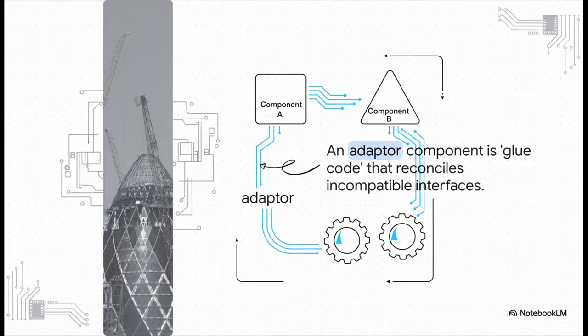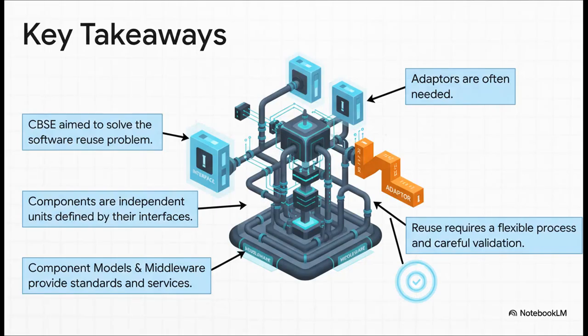So how do you solve this? The answer is an adapter. An adapter is basically a little translator component. You can think of it as glue code that you stick between two components that don't quite match. Its only job is to take the output from the first one, transform it into the format the second one is expecting, and then pass it along. So for our address example, the adapter would sit in the middle. It would grab that full location string from the address finder, pull out just the postcode, and then hand that off to the mapper. Problem solved. Communication is now possible.